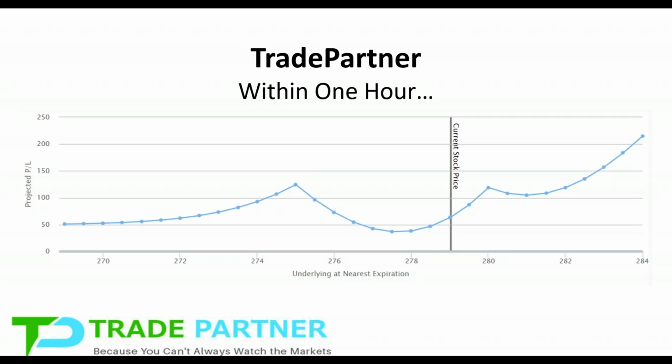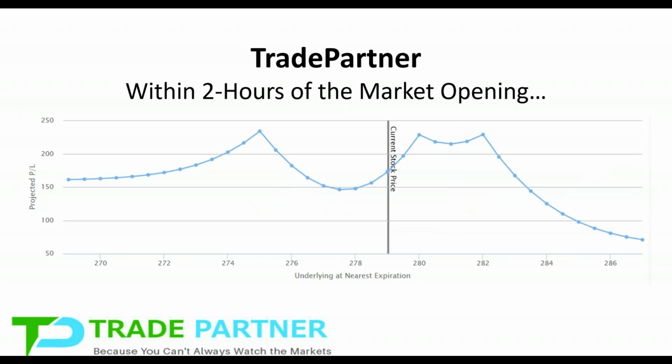So after this was filled, then it placed order number 3. And order number 3 was filled within 2 hours of the market opening. And so within 2 hours of the market opening, this is the trade I have. It cannot make less than $60 no matter what by this Friday. And I don't have to do anything else with it.